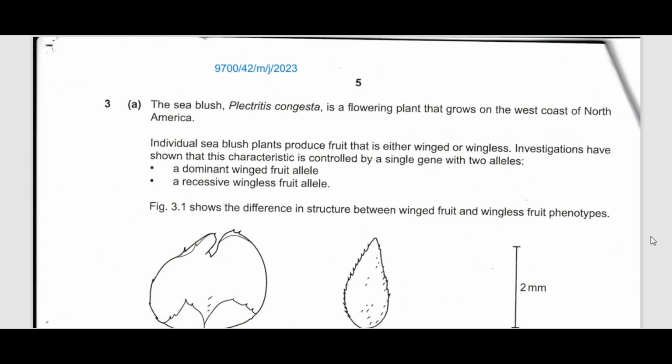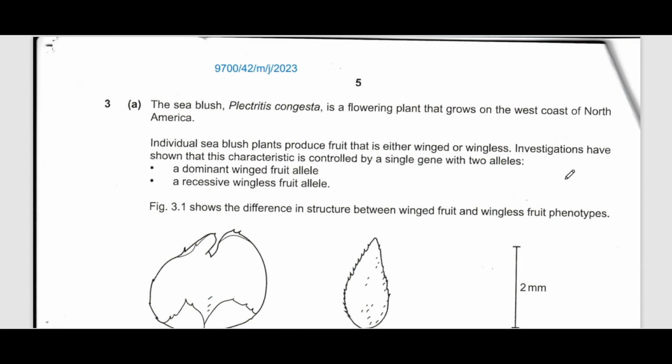Welcome back. Today we will be discussing question number 3 of the past paper 970042 May-June 2023. So let us start. Question number 3a says the sea blush Plecteritis conjusta is a flowering plant that grows on the west coast of North America. So you have been given simple information that there is one plant, the sea blush plant, and it is growing on the west coast of North America.